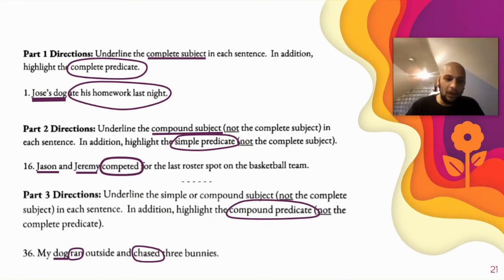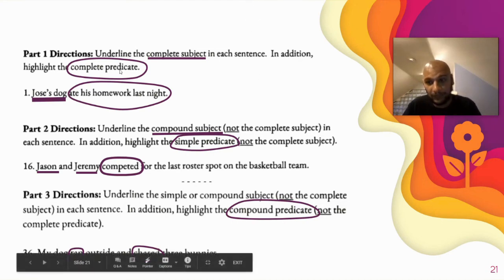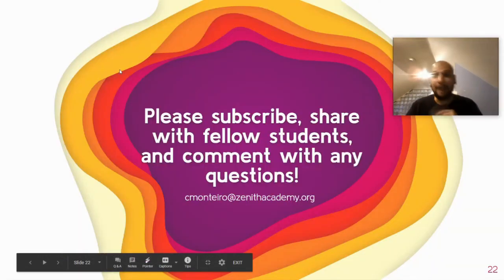So my dog is the only subject. The dog is the only one doing things in this sentence. What's it doing? Running and chasing. It ran outside and it chased 3 bunnies. Okay, so those are our predicates. Ran and chased. Remember, with compound, just the word itself, not the full statement. That's only for complete that you want the full statement. And that's the full packet.